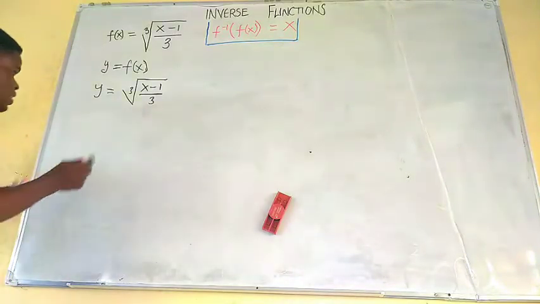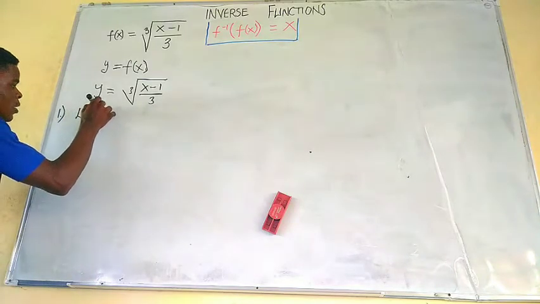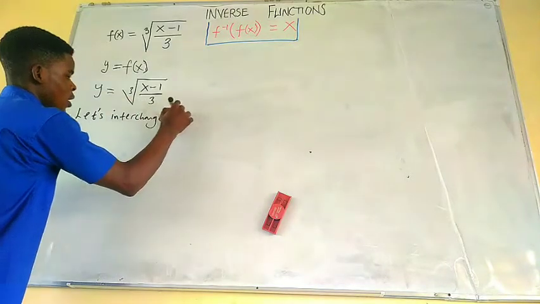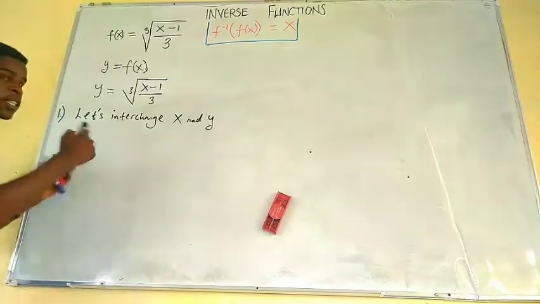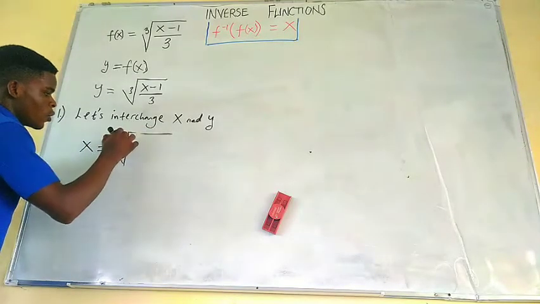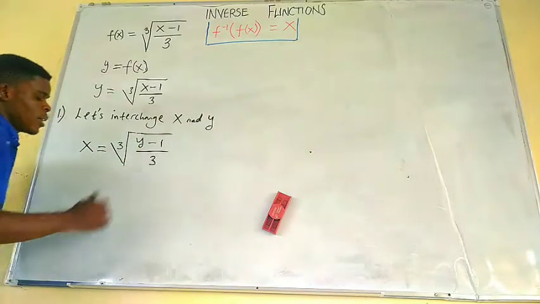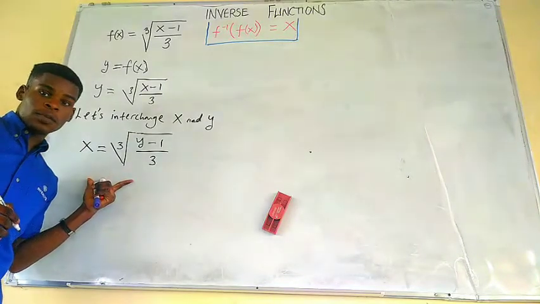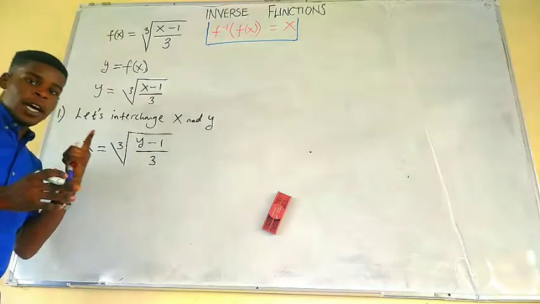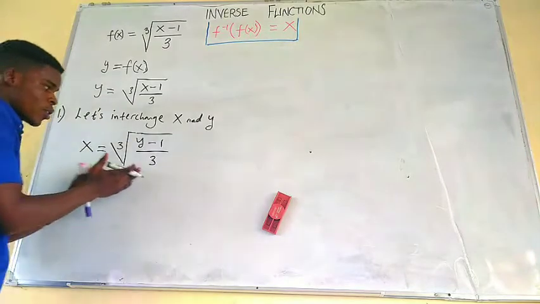Very nice. First of all, let's interchange. This is the first one I'm going to approach with. Let's interchange x and y. So by interchanging x and y, we're going to have x is equal to cube root of y minus 1 divided by 3. So from here, we'll make y subject of formula, and the right hand side of y is going to become the inverse of the original function here. So we go ahead and make y subject of formula.